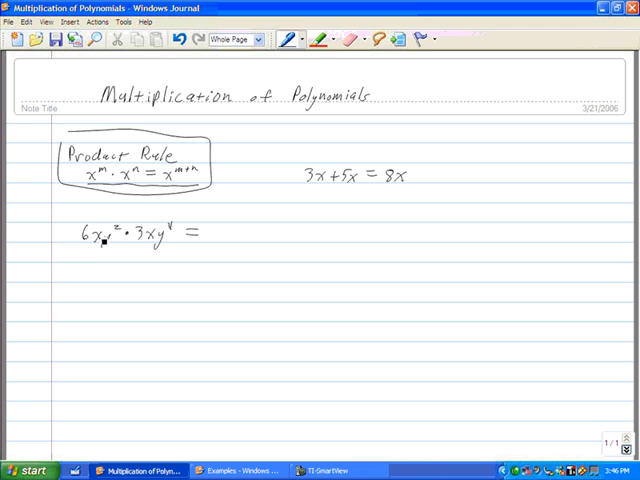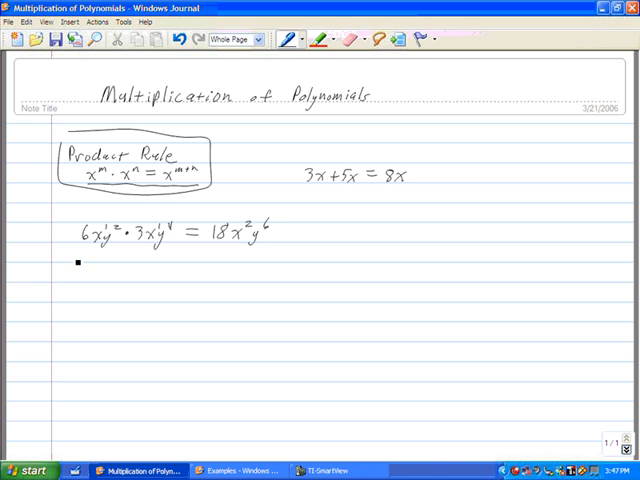Now, when you have more than one variable like this, you can actually work with constants and then one variable and then the next. And that makes the multiplication process a lot easier. So I will first go 6 times 3, which is 18. And then an x times an x. Since there's no exponent written here, I'm going to assume it to be 1 and 1. So I get an x squared, because I am multiplying. A y squared and a y to the fourth, when you add the exponents, is a y to the sixth. Alright, so that is your first example, a monomial times a monomial.